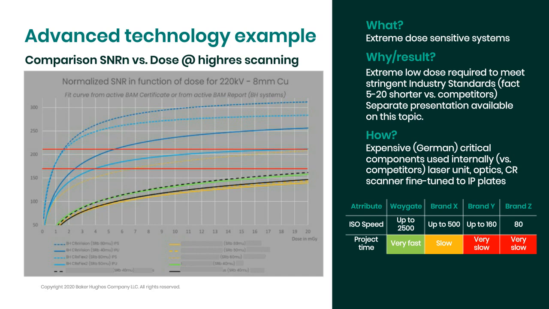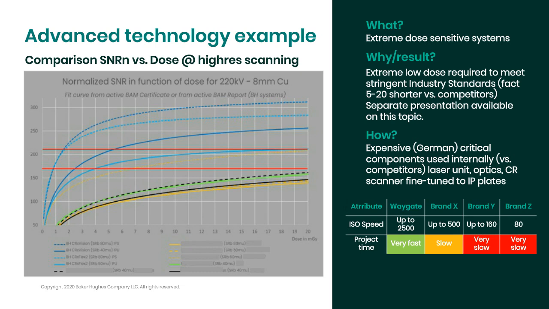How come that we have such a difference between our competitors? Well, this is quite simple. If you use expensive, good, critical components like laser units, the whole optics, then you can distinguish yourself from competitors. If at the same time you're able to fine-tune your CR scanners and you're able to tune them onto your IP plates, your imaging plates, you really have a winner.